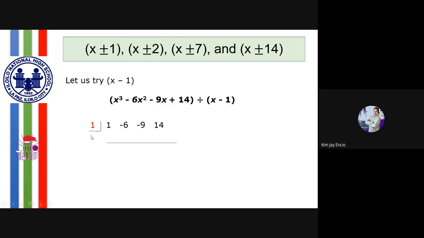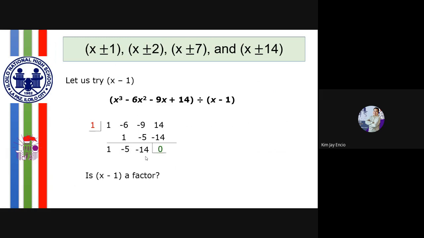Performing synthetic division again, we have 1. Then multiply them. 1 times 1 will be 1. Adding them, -6 plus 1, we have -5. 1 times -5, it's -5. And adding them gives -14. Multiplying again, 1 times -14, that's -14. And we could see that their sum is 0.